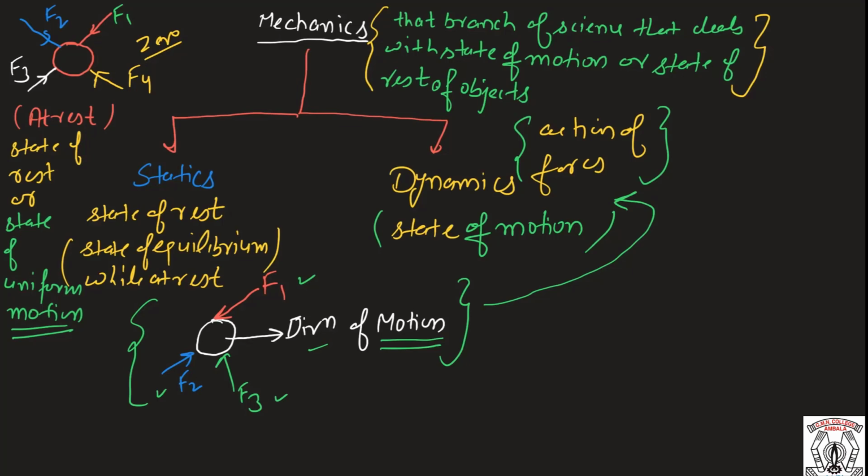So the study of these forces while the body is at rest or continues to be in state of uniform motion, the study of the forces acting upon the body, is called statics. And while the body is in motion, like this body is in motion in the forward direction, and these are the forces acting upon the body, then the study of these forces is called dynamics. While the body is at rest, the study of the forces acting upon the body is called statics.